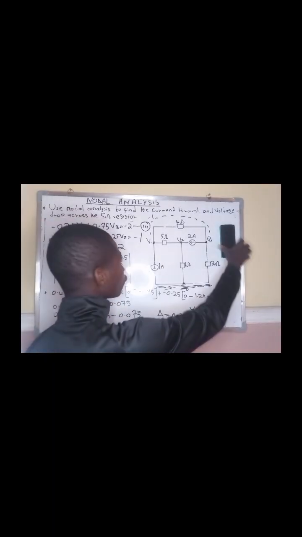0.3. So therefore the determinant is 0.3. Now I have to find the value of voltage 1 and voltage 2. So how can I find the value of voltage 1 and voltage 2?